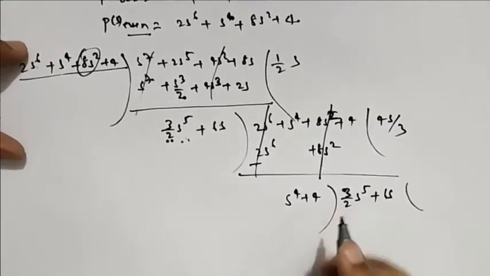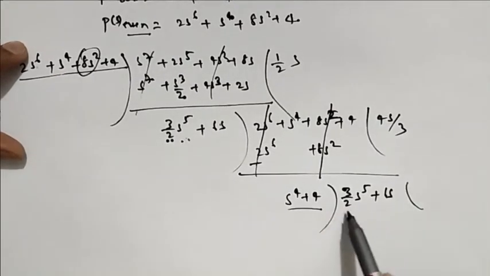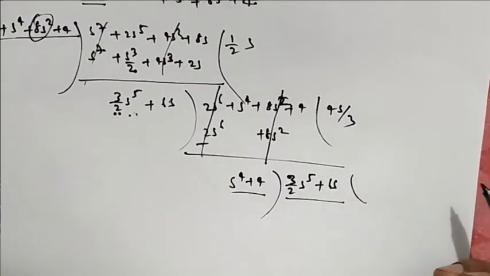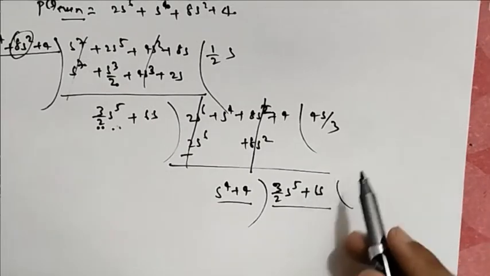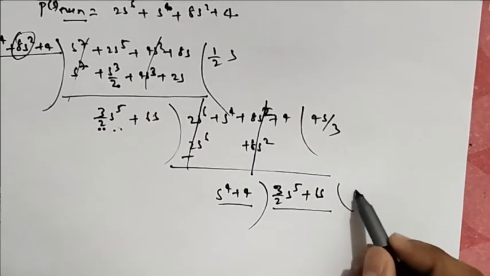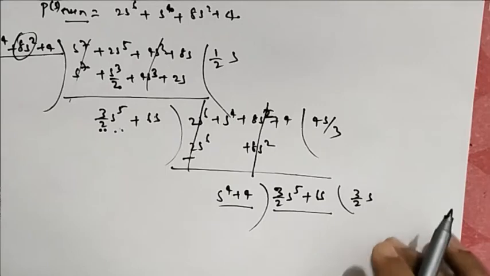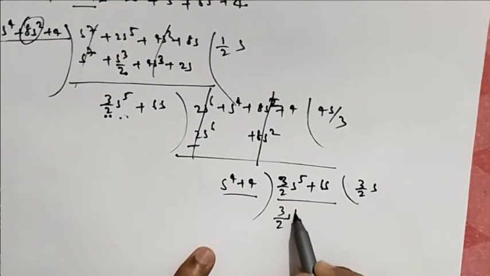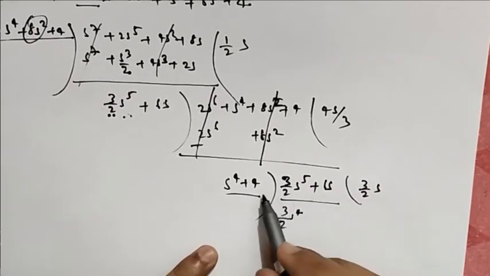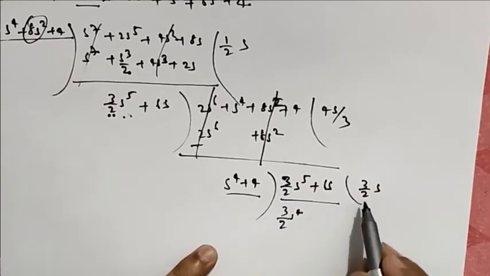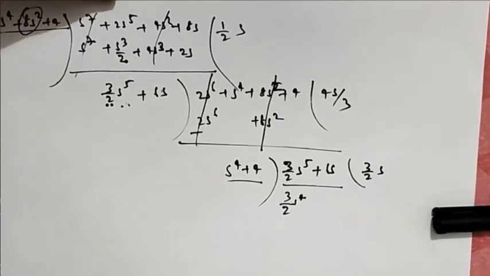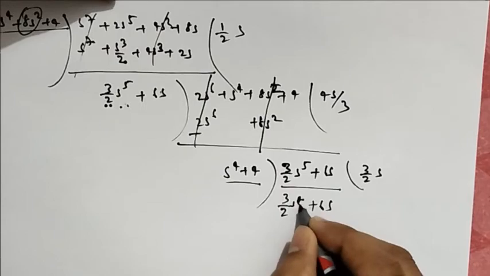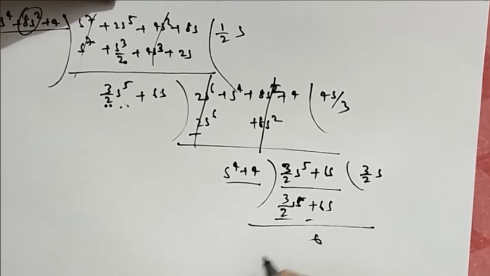Now this is the expression we are dividing. What do we need to divide here? If I divide 3 by 2 s, then what am I going to get? 3 by 2 s is 5, and if I do it here, it is going to give me 6 s. Now if I subtract, you are going to get 0.